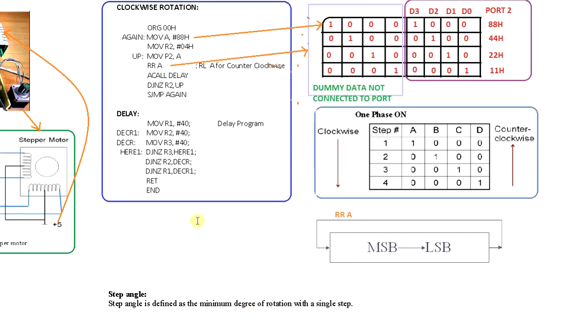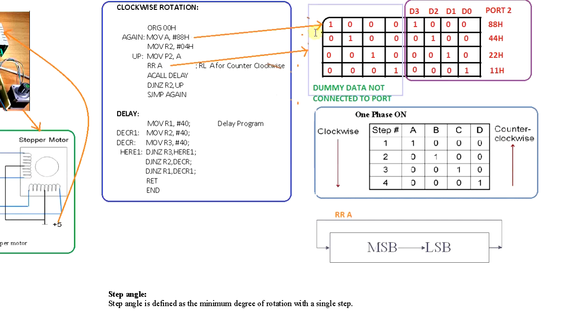Very simple code, comprising the main program as well as the delay program. In the main program, you can observe here the 88 data is moved to the accumulator. Here we are going to use a scheme called one phase on scheme. In order to move a motor in a particular direction, what are we supposed to do? We have to pass a logic 1 to a particular winding while keeping the other windings 0, which makes that winding energized and it will attract the rotor in a particular direction. If I pass in this direction, it makes a counterclockwise rotation.